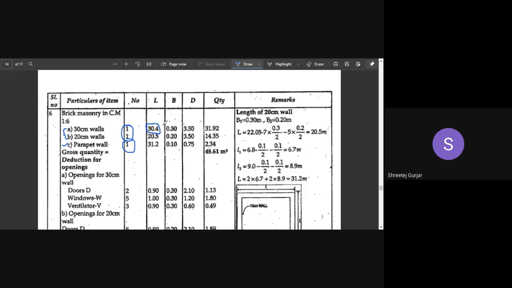So directly 30.4 we will write, and the thickness of wall is 0.3 and the floor to floor height is 3.5. Okay, so multiplying all these values, we get the quantity 31.92.